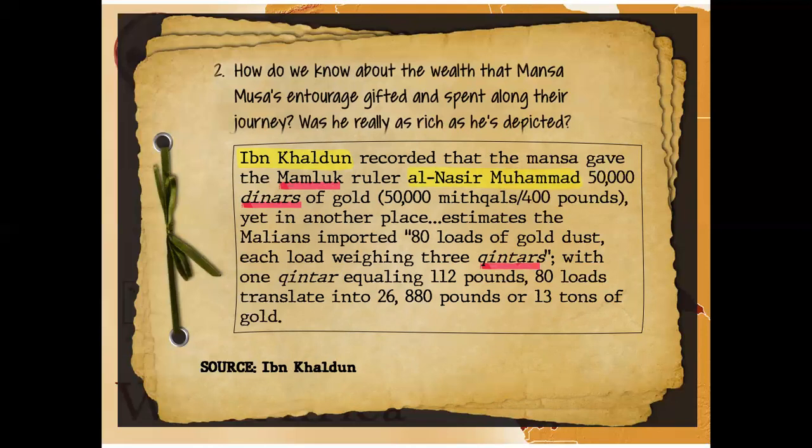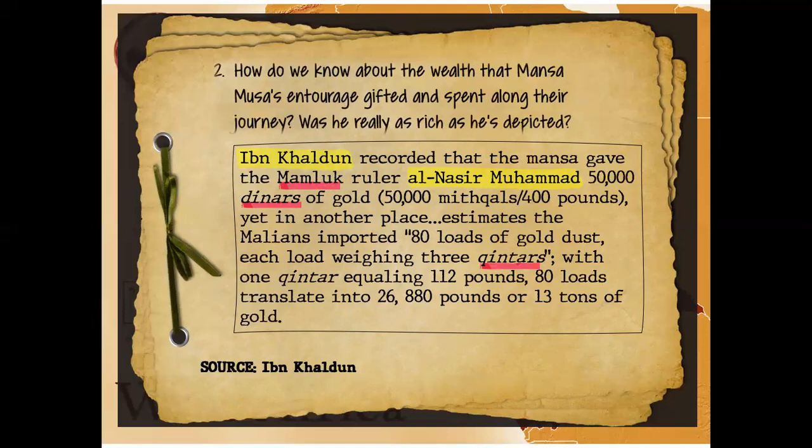We then have the Mamluk ruler. Remember, Mamluk is one of those terms that is on your glossary. Al-Nasir Muhammad. So as long as we can define Mamluk, we can probably understand who this al-Nasir Muhammad is and his role in this source. Then we have to look at dinars and quintars, right? Because we've been given a lot of numbers here, and ultimately we are trying to answer the question of how rich was Mansa Musa really? How much gold did they have, right, in this entourage?